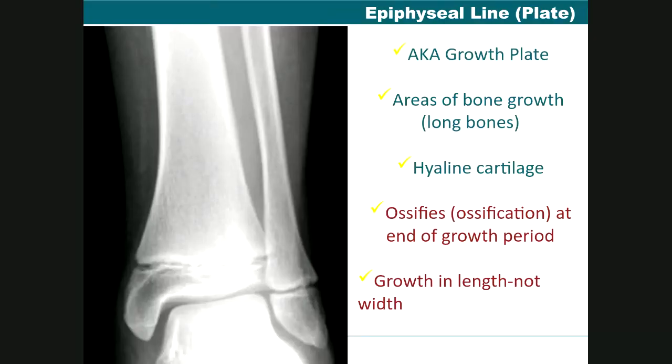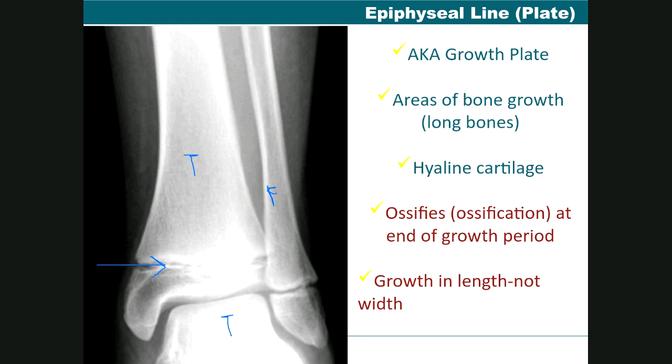So here's an image of an X-ray of a child, and here is an image of the ankle. This is the tibia, fibula, and this is the talus. So the tibia looks like this line. So this is what an epiphyseal plate looks like.